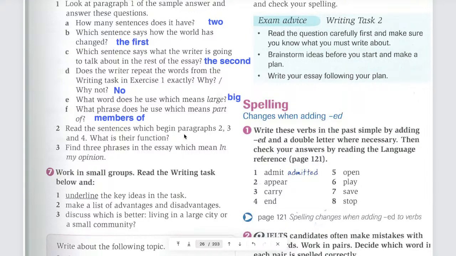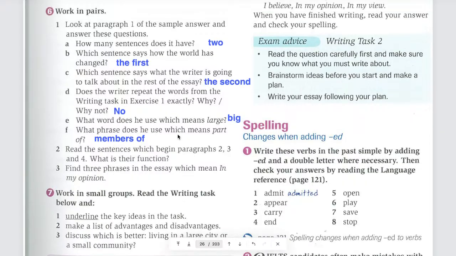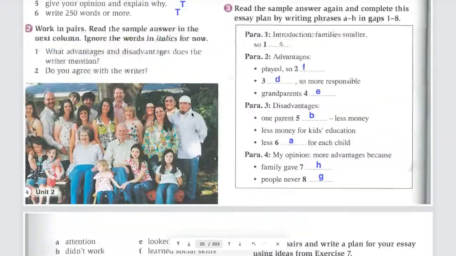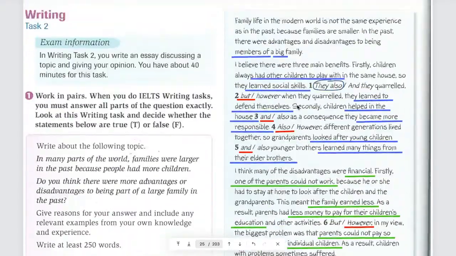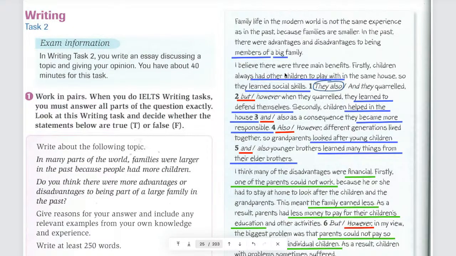Have you finished? Read the sentences which begin paragraphs 2, 3, and 4. What is their function? For example, like paragraph 2, what is the beginning sentence? I believe. That's not the full sentence. Read the full sentence. I believe there were 3 main benefits. Yes, I believe there were 3 main benefits. Okay? So what is its function? What is it for?